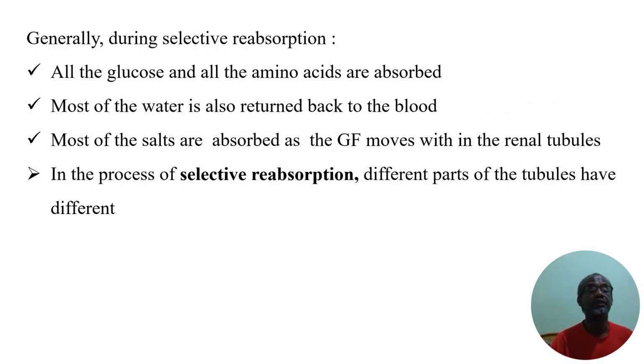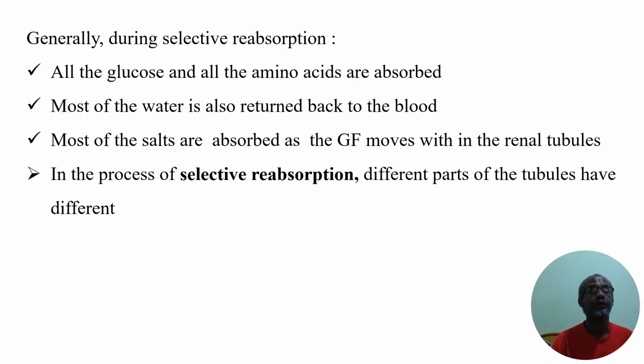Generally, during selective reabsorption, all the glucose and all the amino acids are absorbed. Yes, definitely, unless the person is diabetic and has a large amount of glucose in their blood, so that the kidneys are unable to reabsorb beyond their capacity, and some of the glucose may pass out through urine.